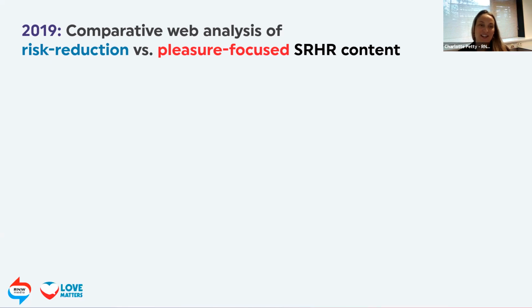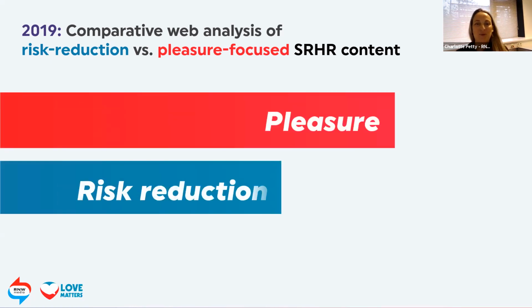So back in 2019, we did a comparative web analysis of the content on Love Matters. And we looked at the more risk reduction focused content and the more pleasure focused content. The risk reduction content is the more educational content, for example, on STI testing, treatment and care. And what we saw, and I don't think this will come as a great surprise to many of you, was that the pleasure focused content was nearly 1.5 times more popular.